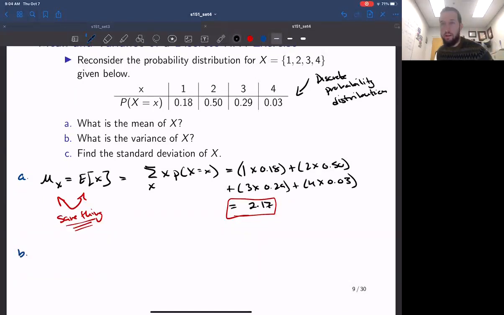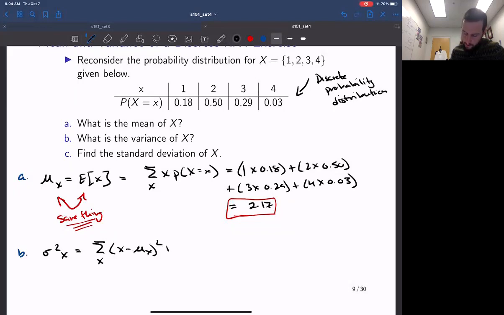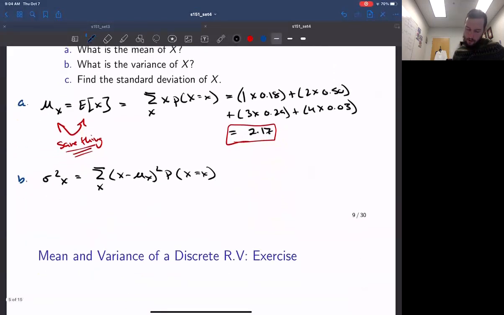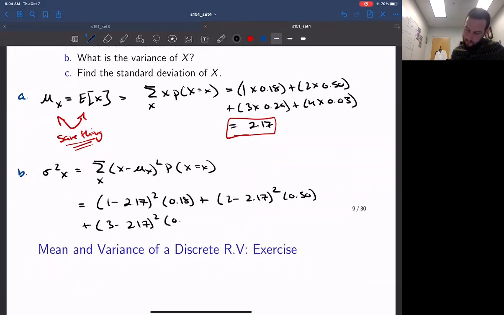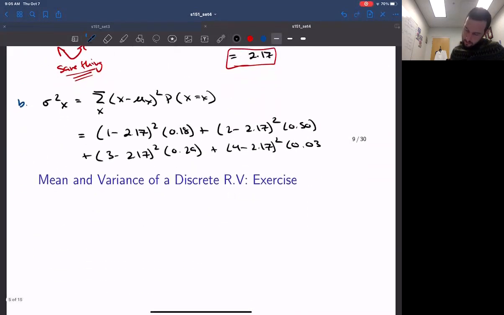Okay, part B, what is the variance of X? We have two different ways of computing variance, the defining formula or the computing formula. The variance of X, if we use the defining formula, is the sum of X minus its mean squared times the probability of X. So this is going to be 1 minus 2.17 squared times 0.18, plus 2 minus 2.17 squared times 0.50, plus 3 minus 2.17 squared times 0.29, plus 4 minus 2.17 squared times 0.03, which is equal to 0.561.